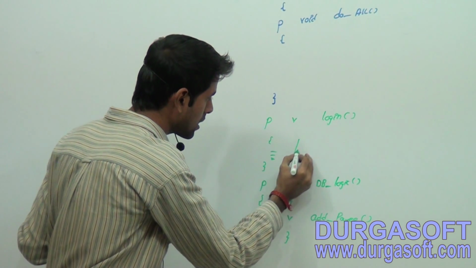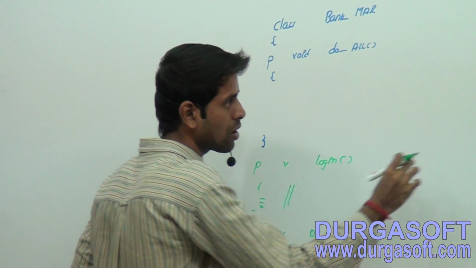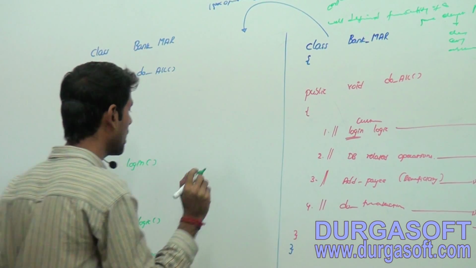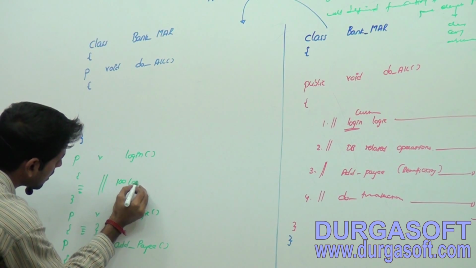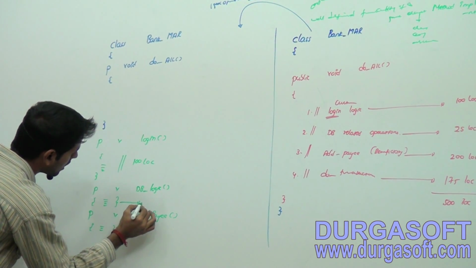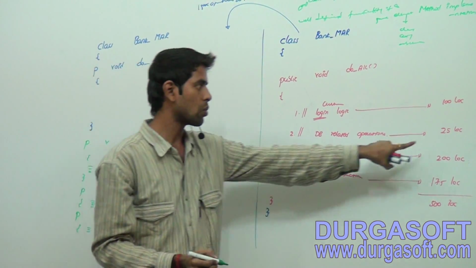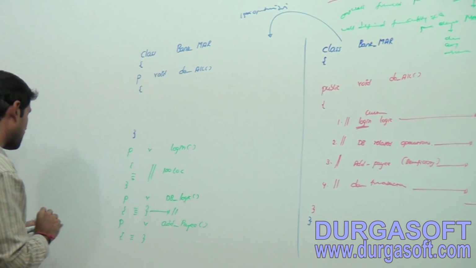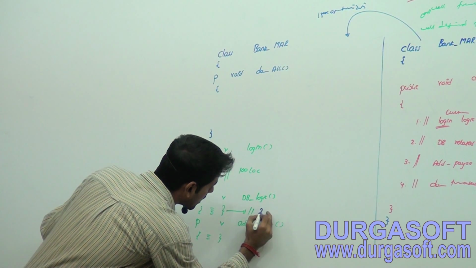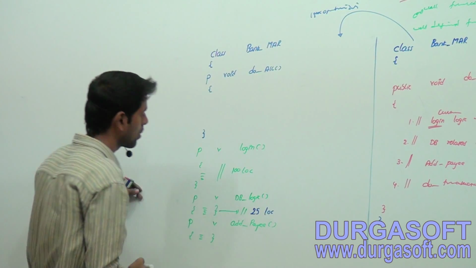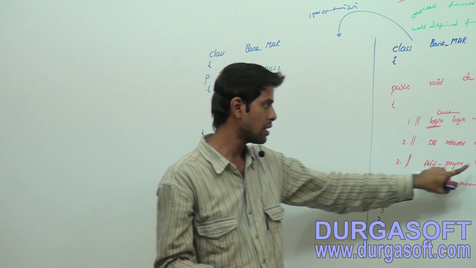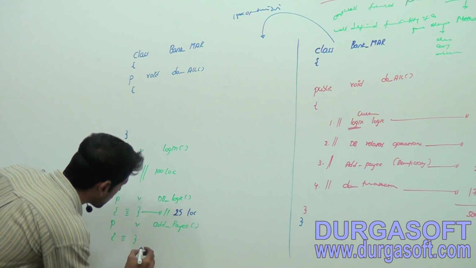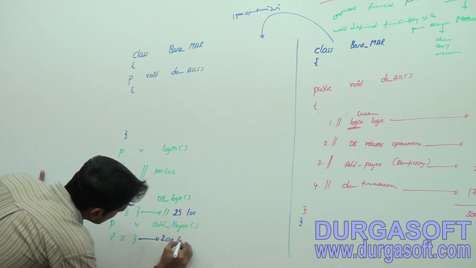How many lines of code will be within this login logic? Altogether 100 lines of code. And the db logic contains 25 lines of code. Coming to add payee, how many lines of code? 200 lines of code.